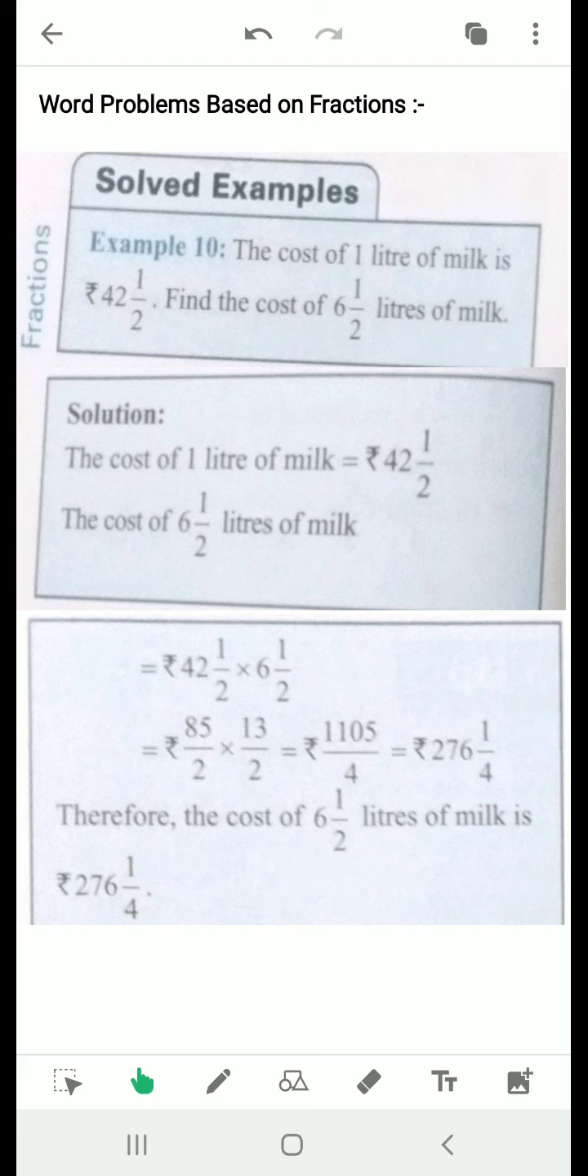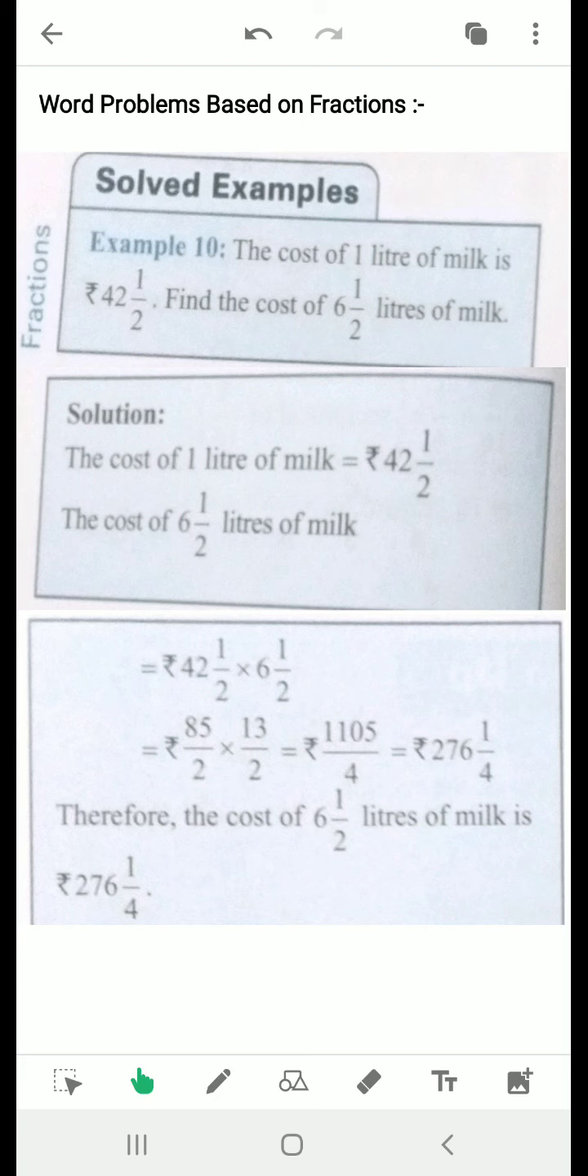Dear students, always remember that the pattern of the question will remain same in all the cases. Whether you are solving the question of integer, natural number, rational number, or fraction, decimal, anything, the pattern of the question will remain same. In this question also, the cost of 1 liter of milk is given. The given thing is fraction, and we need to find the cost of 6.5 liters of milk. The cost of 1 is given and we need to find the cost of more.